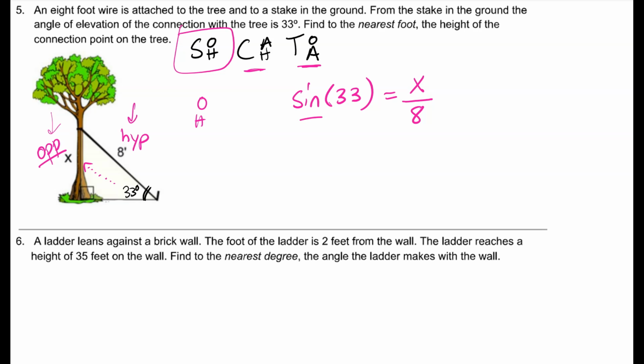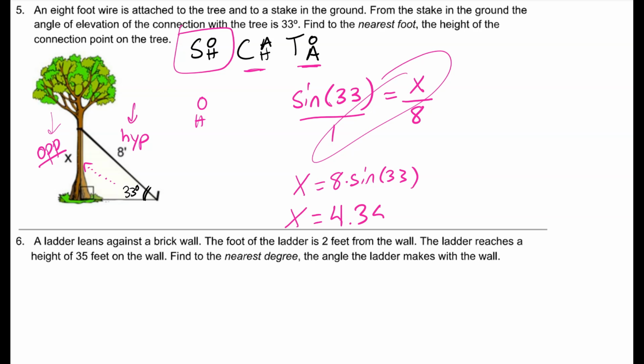Now, like any good proportion, I could put this over 1 and just cross multiply. 1 times x is x. 8 times sine of 33 is just 8 times sine of 33. You don't round early for these. When you type this into your calculator, you should get about 4.357, but it tells me to round to the nearest foot. So the nearest foot would just be 4 feet. That's if I'm solving for the side length. It's a proportion I cross multiply after I pick a trig function.